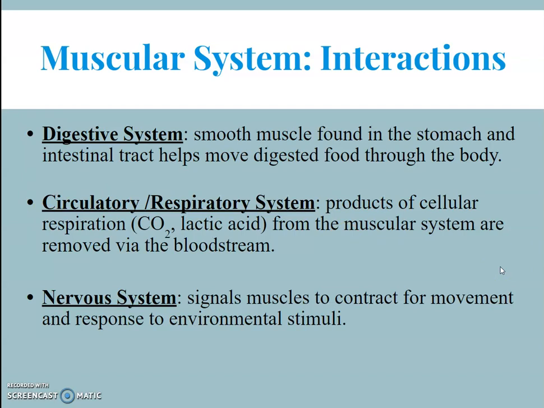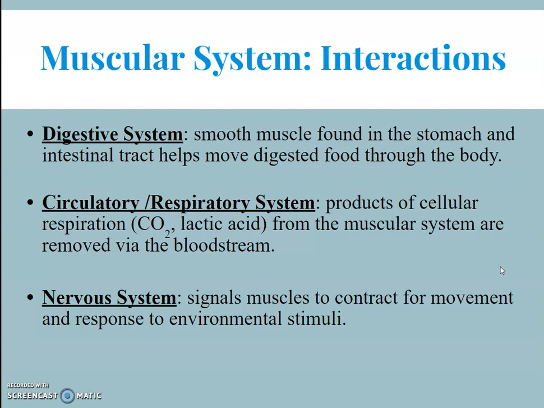The muscular system works with the digestive system by the smooth muscle in the stomach and the intestine moving digested food throughout the body. It works in conjunction with the circulatory and respiratory systems by removing products of cellular respiration like carbon dioxide and lactic acid from the muscular system via the bloodstream and out the lungs eventually. So whatever is produced in the cells of the muscles is going to be put into our circulatory system to be removed out of the body through either peeing it out or breathing it out.